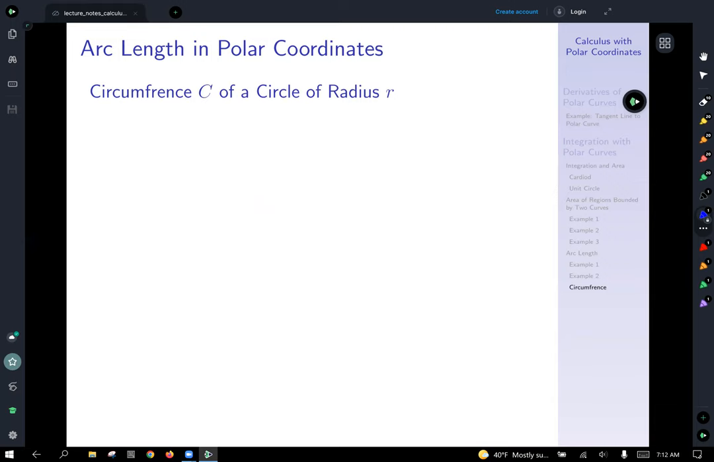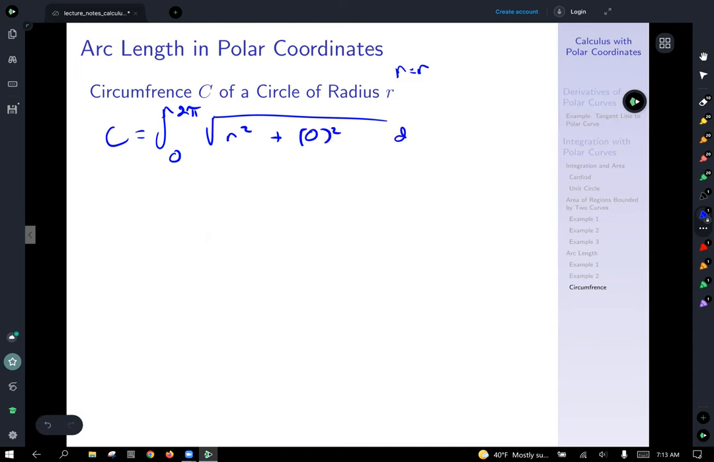So as a last example of arc length in polar coordinates, let's derive the formula for the circumference of a circle. Since we're after circumference, I'm going to say C instead of L. C is equal to the circumference of a circle of radius R. A circle is going to be generated by letting theta vary from 0 to 2 pi. And our formula has R squared, so that's just going to be R squared. And then what's dr d theta? R is just equal to R, as we saw before, and so the derivative of R with respect to theta is 0.